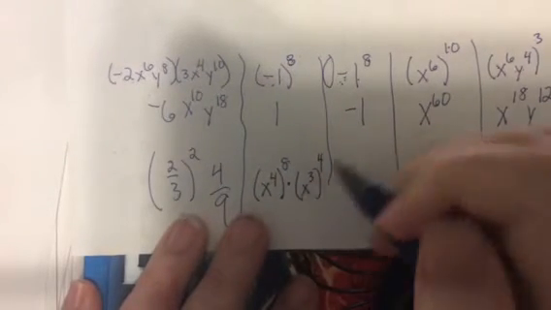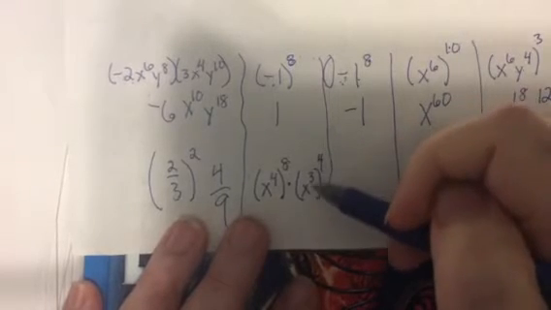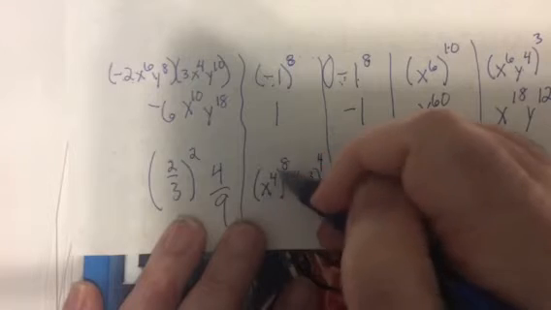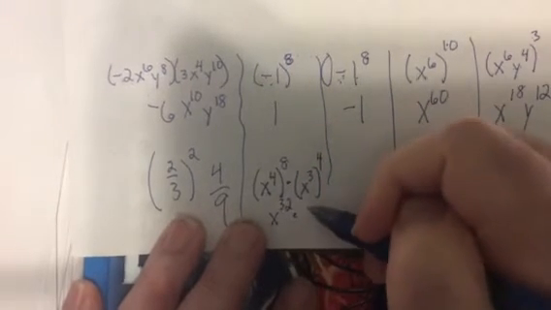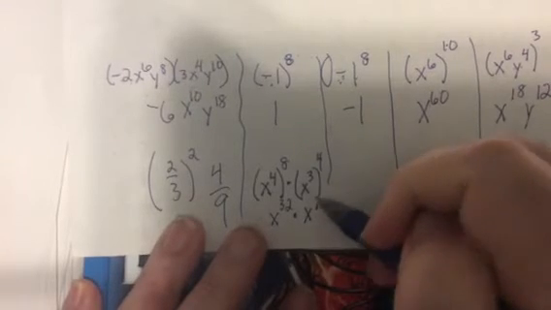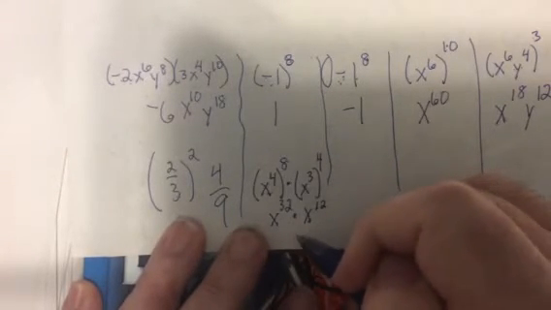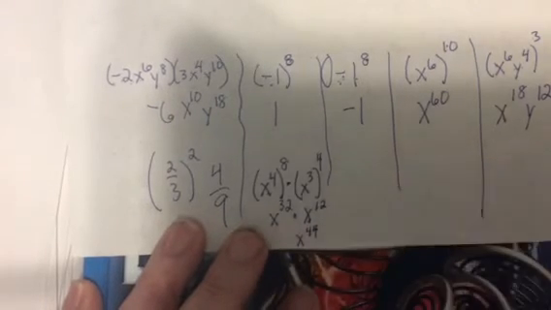This one, now you have to remember the order of operations. Powers have to be done before you multiply. So I'm going to raise the x to the 4th, and then all to the 8th is x to the 32 times x to the 12th. Then when you multiply two things with the same base, you add the exponents. Now if this was a y, I'm done. But it's not, so it'd be x to the 44.